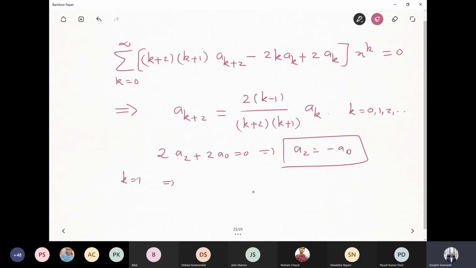So this implies that a3 is 0. Right, so 0 times a1, which is 0. So once a3 is 0, use the recurrence relation here to show that a_{2k+1} is going to be 0 for all k. So all the odd numbered coefficients are going to be 0, and even numbered coefficients you can compute using these coefficients.